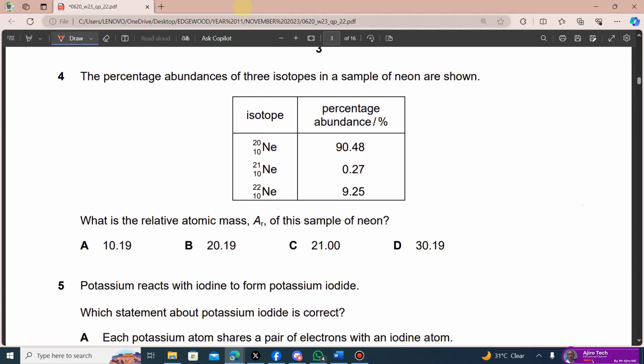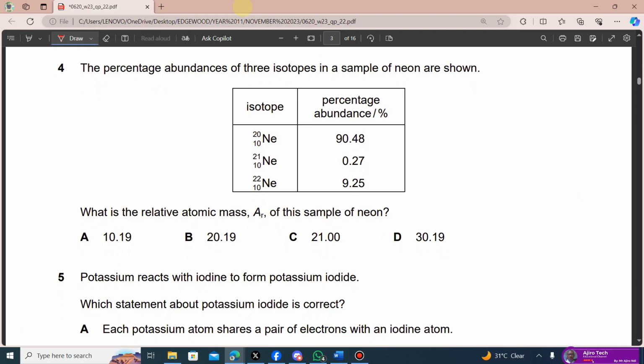Right, so this question has to do with percentage abundance. You're asked to find the relative atomic mass of 3 different isotopes of neon. To do that, we pick the first percentage abundance, which is 90.48. So 90.48 over 100. This is the RAM now. We're trying to find the RAM, the relative atomic mass.